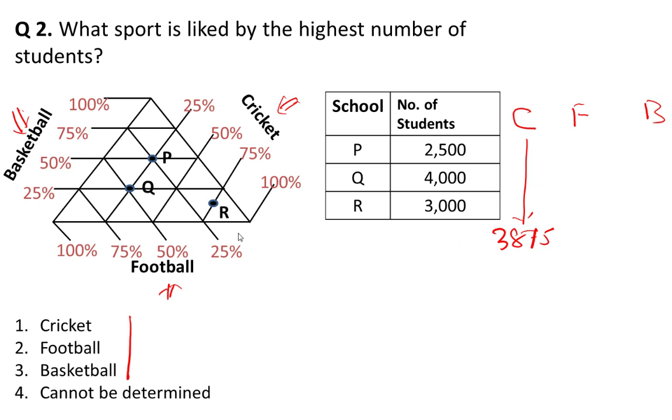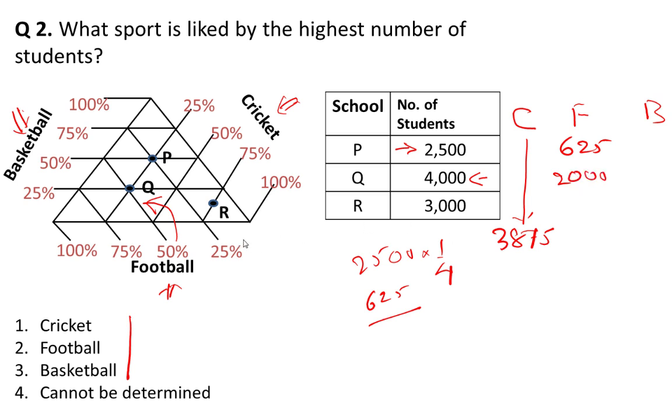How about football? School P is 25%. So 25% of 2,500, the number of students in P. We need 1/4 of it. 4 6 24 and 625. This is 625. About Q, football: Q is 50%. Can you see here? So 50% of 4,000 is 2,000.